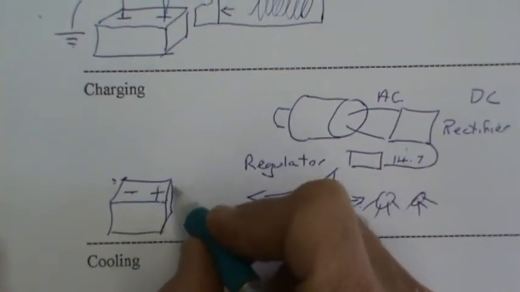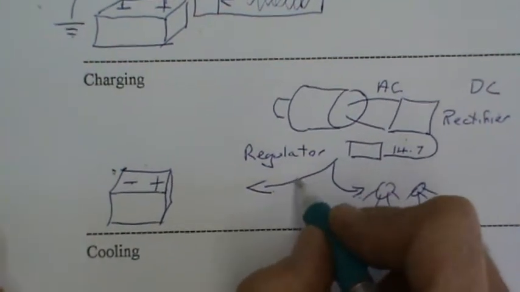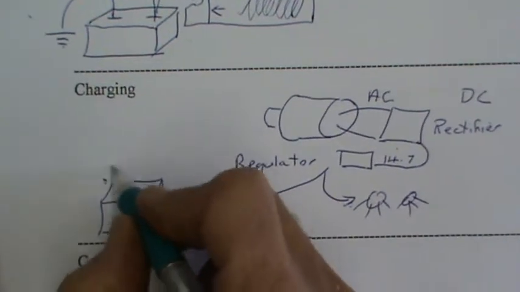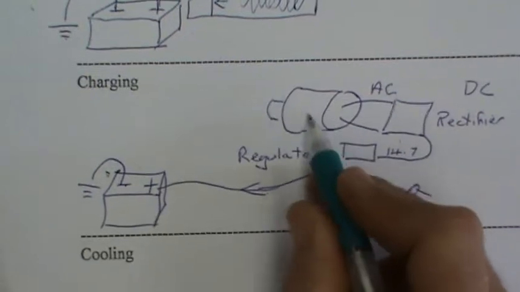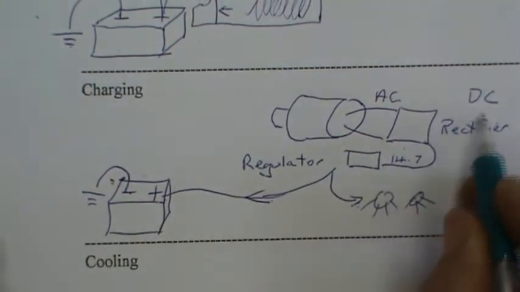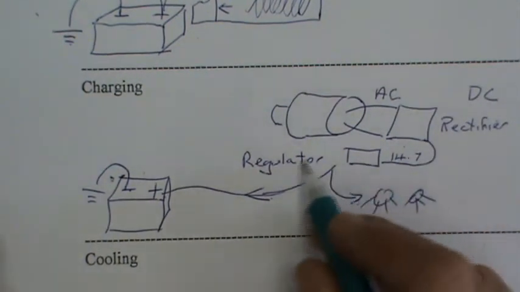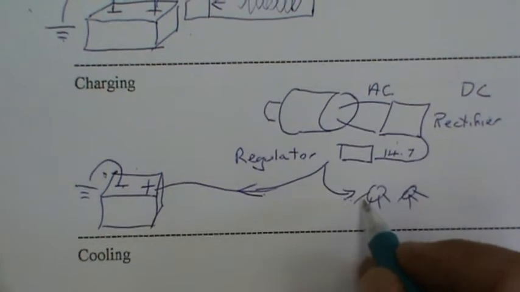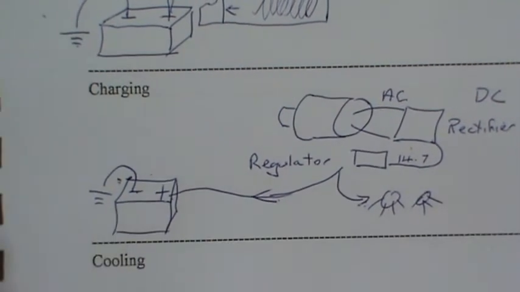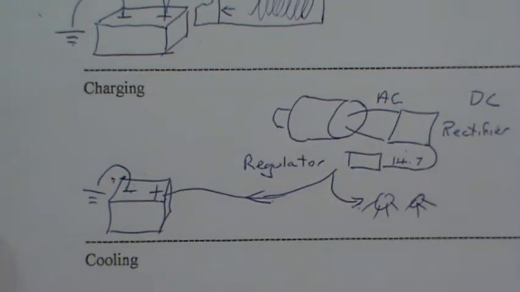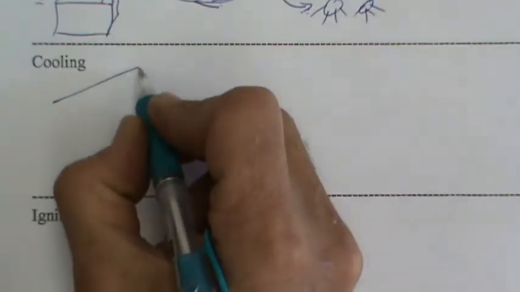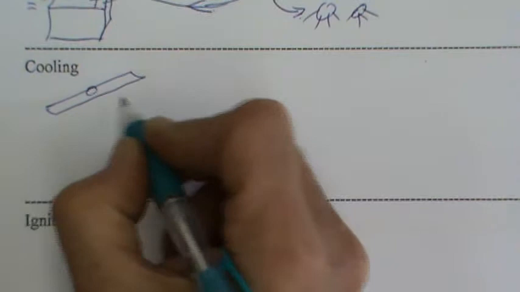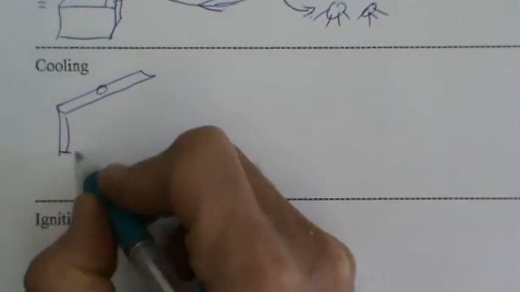So we've got positive coming out of here, negative earth again, AC's made, changed to DC, then it's regulated down to a usable voltage and it goes off to our vehicle. Cooling system, that's pretty straightforward. We've got a radiator with some sort of coolant in it.